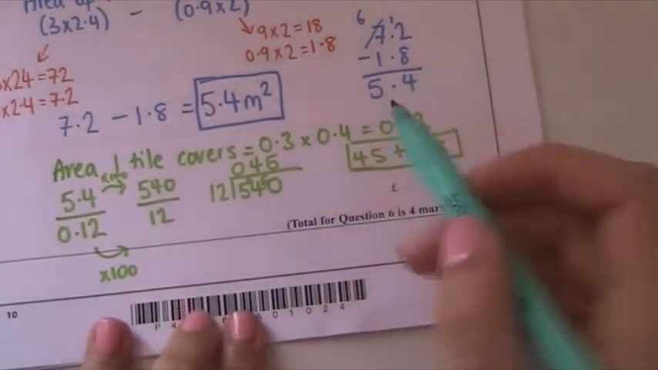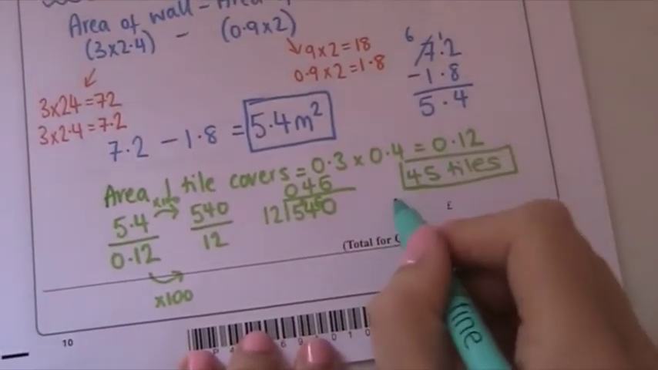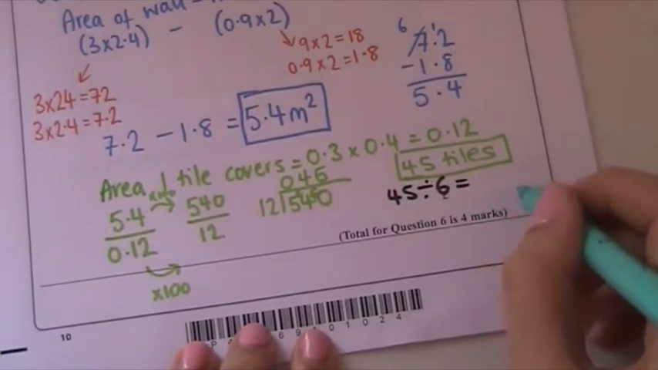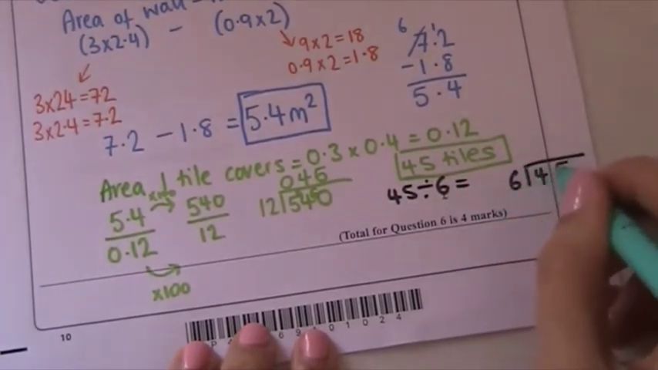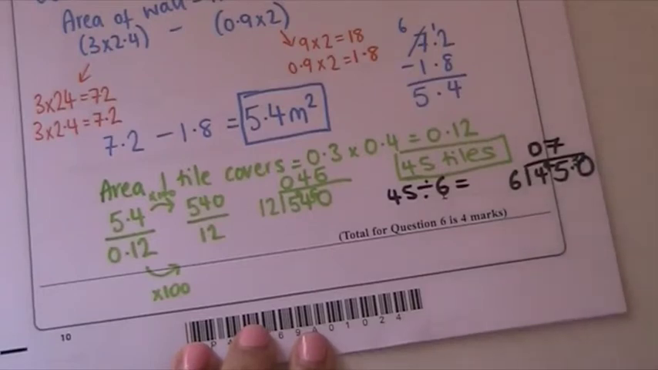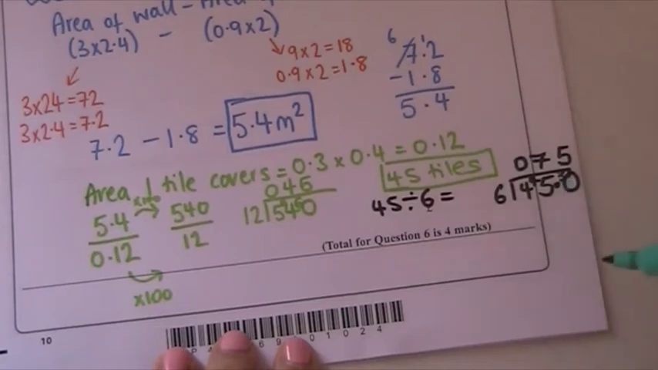Now the last point we need to remember, 45 tiles is what's needed, but in the question, tiles come in packs of 6. So we need to find out how many packs we need to buy. In order to do that, 45 divided by 6. So again, use your bus stop if you need to. 6s into 4 don't go. 6s into 45, 7, and we've got a remainder of 3. 6s into 30, 5. Now remember it's 45.0 at the bottom here, so we must make sure we've got the decimal on top here. So 45 divided by 6 gives me 7.5 packs.